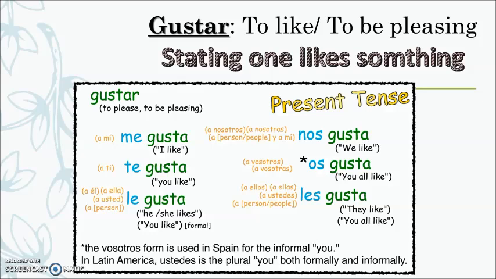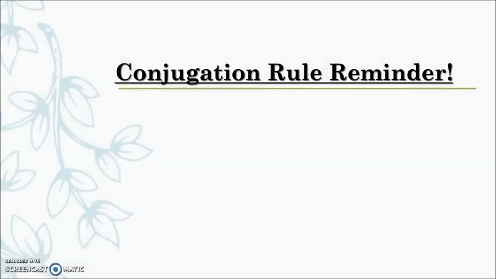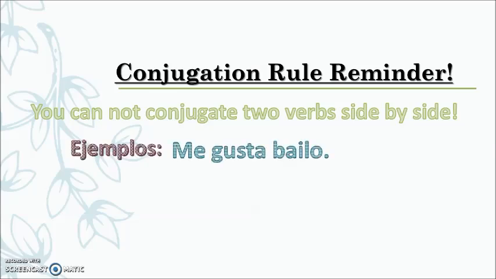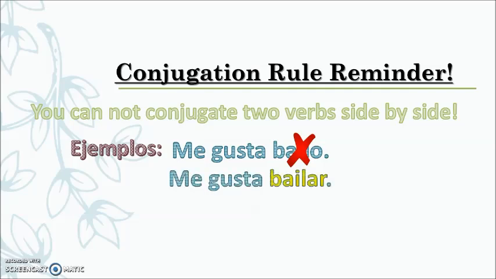The only other thing I want to remind you of, since we're talking about the verb gustar, is a very important conjugation rule, which is you cannot conjugate two verbs side by side. For example, saying "me gusta bailo," thinking that you are doing a good thing by conjugating bailar, is actually a bad thing. You are saying "I dance," which we don't want to say. We want to say "I like to dance," which is "me gusta bailar," and that is correcto.